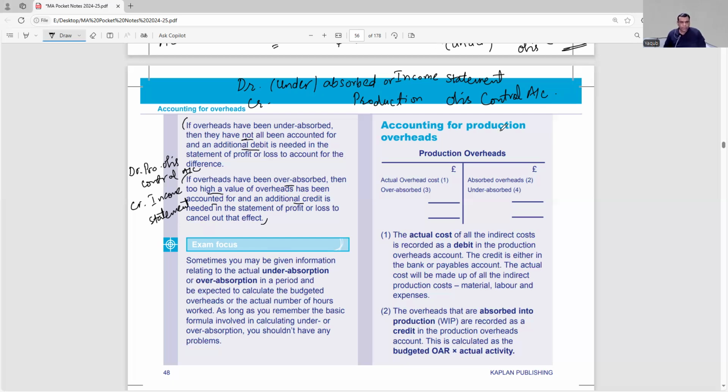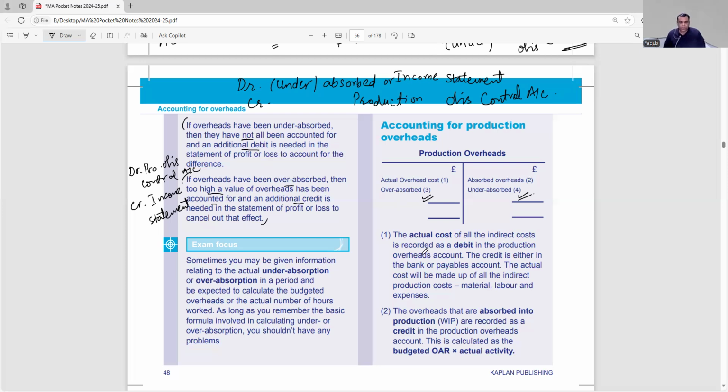Here we have accounting for production overheads. This T account is available. Actual overhead cost, and here we have under absorbed. If we have over absorbed, it is shown on the debit side because in this transaction, production overheads control account is debited itself. That's why overhead absorbed is shown on the debit side. In this transaction, production overheads control account is credited. That's why it is shown on the credit side.